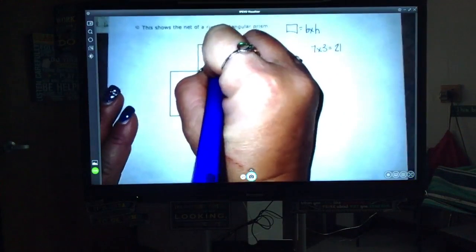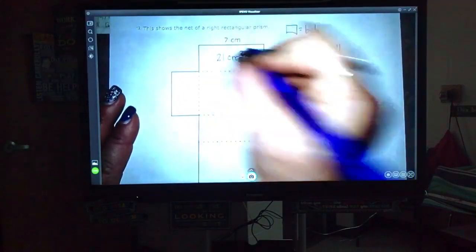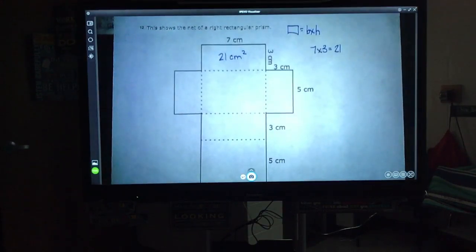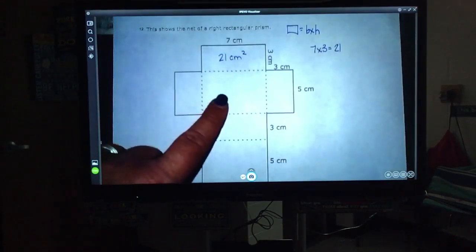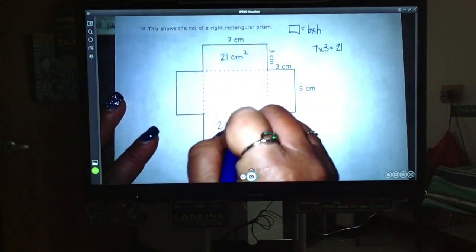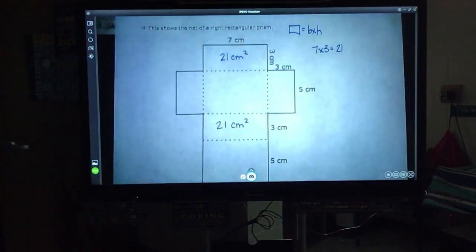21. So this top one is going to be 21 centimeters squared. All right. Is there another shape that is exactly the same as that one? Mila, which one? So this one? This one? Yes. So this one is also 21 centimeters squared. So I don't have to do anything with it. I know that those 2 are the same because if I could visualize folding that up, it's the front and the back.